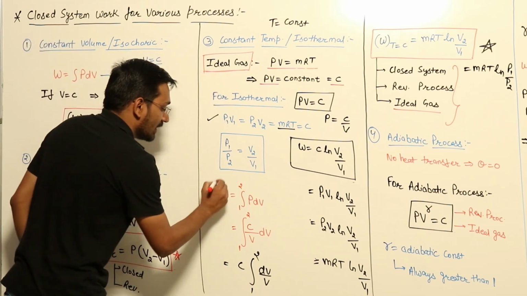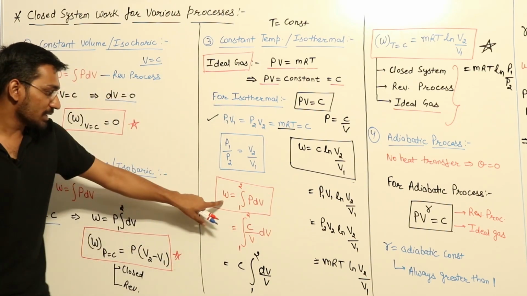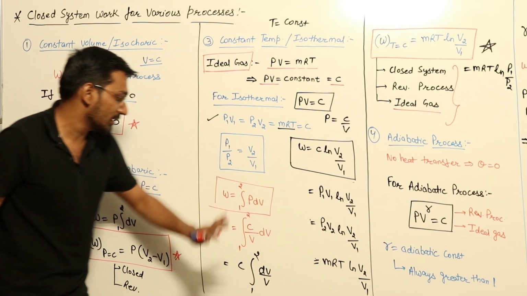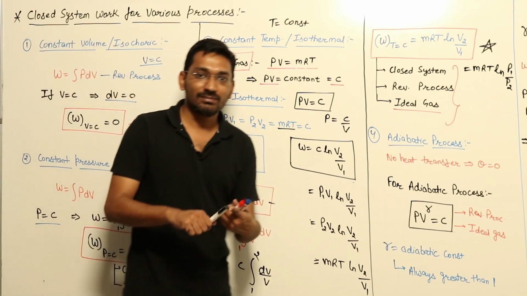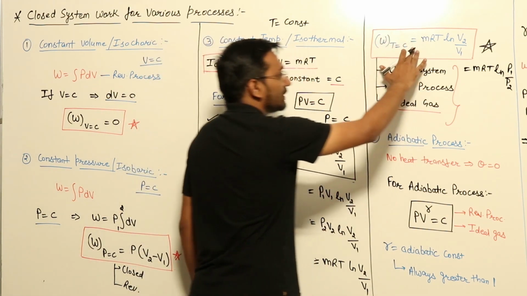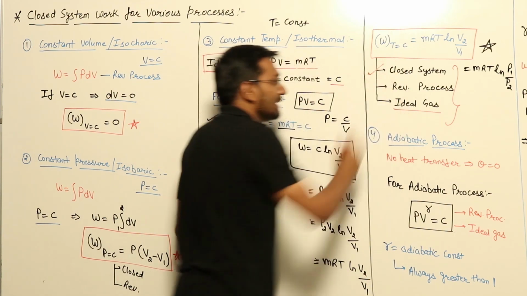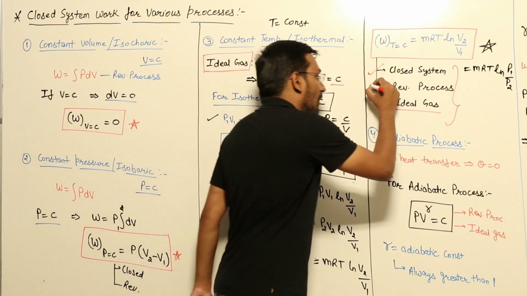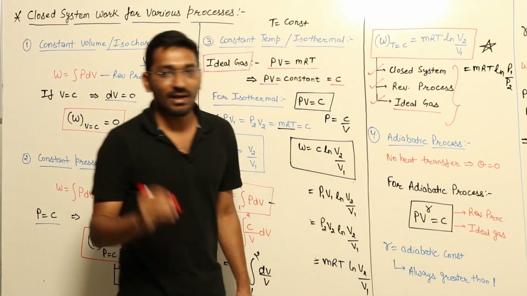The second assumption: we are using this formula for work done in this derivation, so this formula is only applicable for a closed system and reversible process. So there are three assumptions to use this formula. First, the system must be closed; second, the process must be reversible; and third, the material must be an ideal gas.